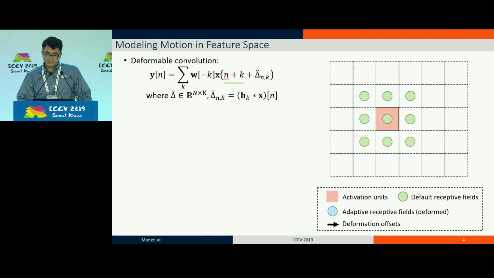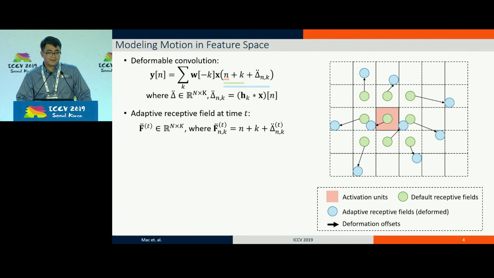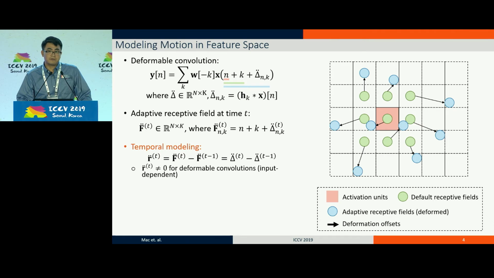Here we have the default receptor field corresponding to an activation unit. Because of the deformation offset, the receptor field is deformed accordingly. We then define the adaptive receptor field at time t as ft, which is the collection of the indices inside X. We choose to model the temporal information, the notices R, as the difference between ft and ft-1, which essentially is delta t minus delta t-1. Notice that R is non-zero for deformable convolutions.